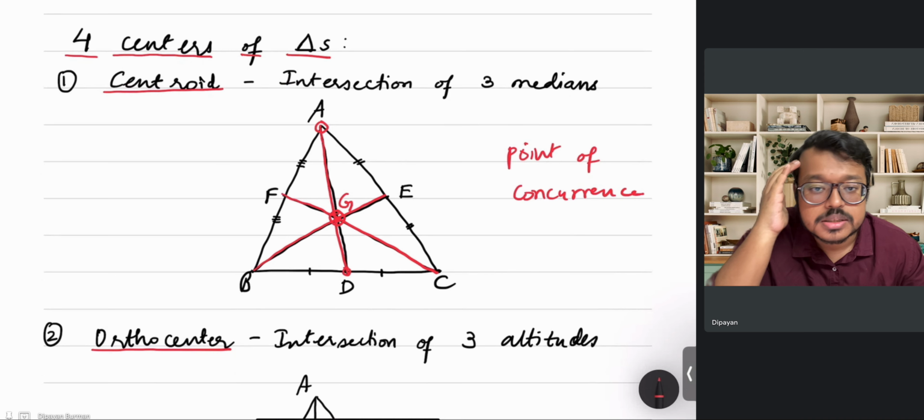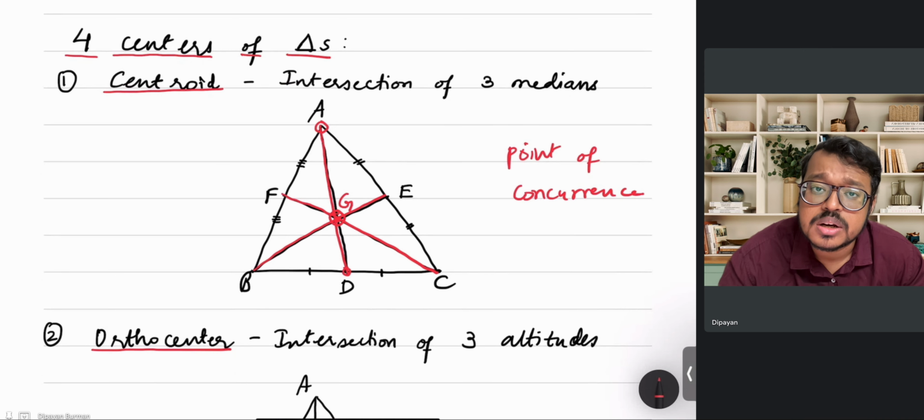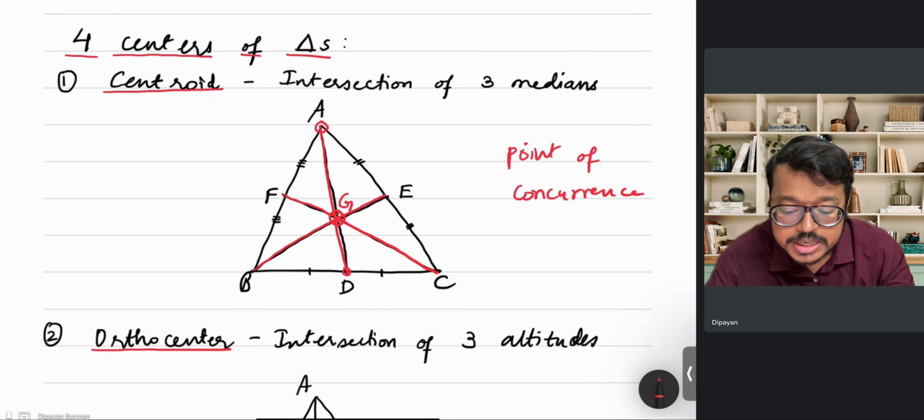And always you should remember that the centroid of a triangle is located on the median such that it divides the median in the ratio 2:1. So here AG is to GD is 2:1. BG is to GE is also 2:1. CG is to GF is 2:1.